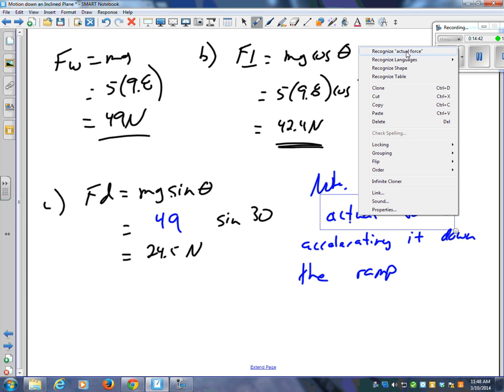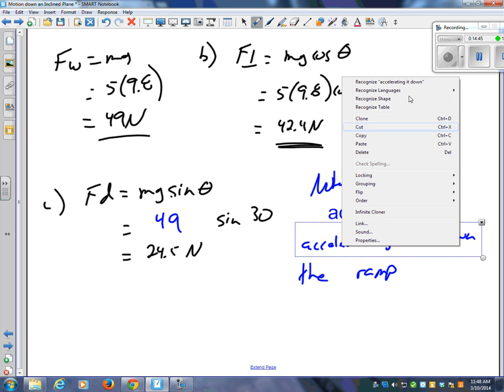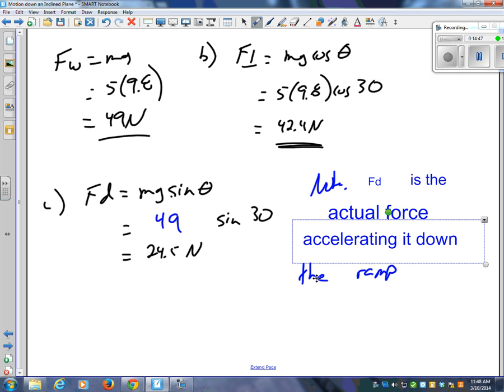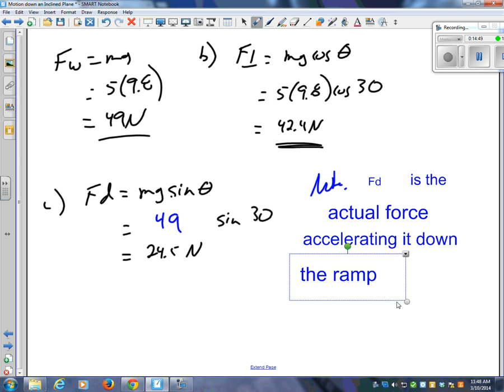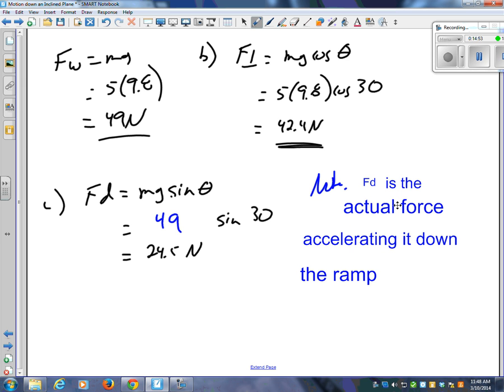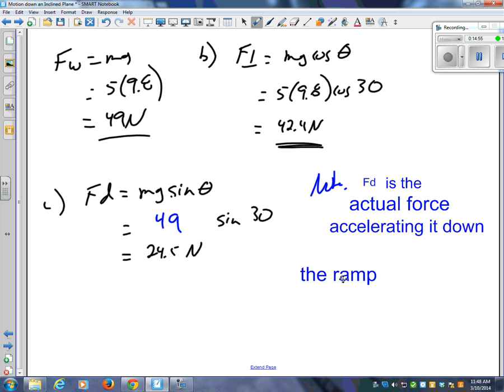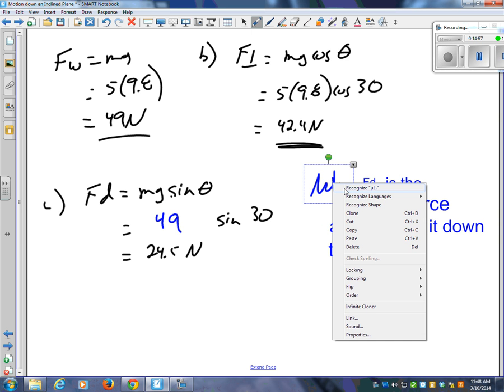This handwriting thing has gotten a lot better. It is kind of neat, eh? I bet you it won't like that. I didn't know that.